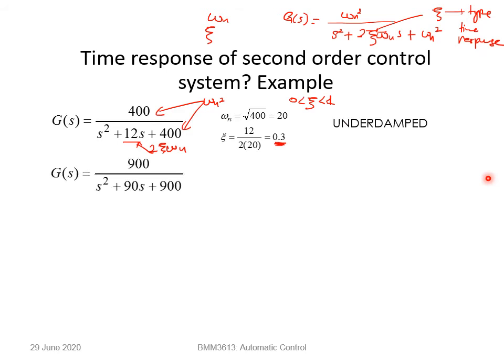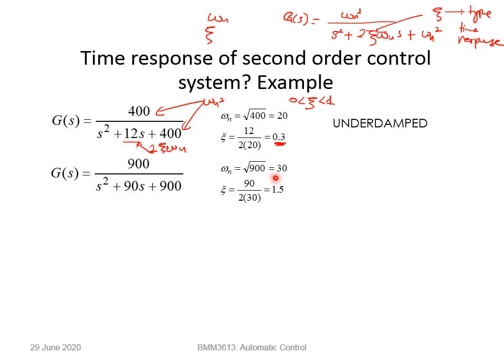So there are other examples. Let's see here, 900 over s square plus 90s plus 900. Again, here it is written in the correct form. We have 900, which is omega n square, so omega n will be the square root of 900. And we have 90 here. 90 is basically 2 zeta omega n.